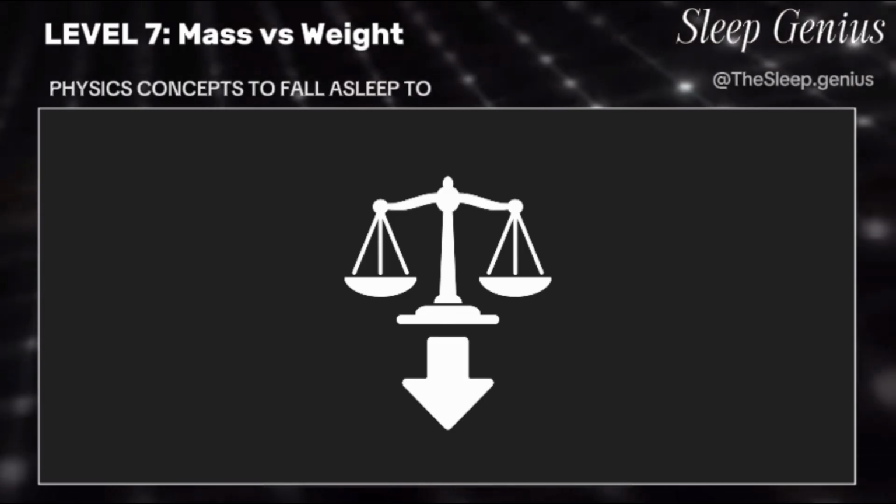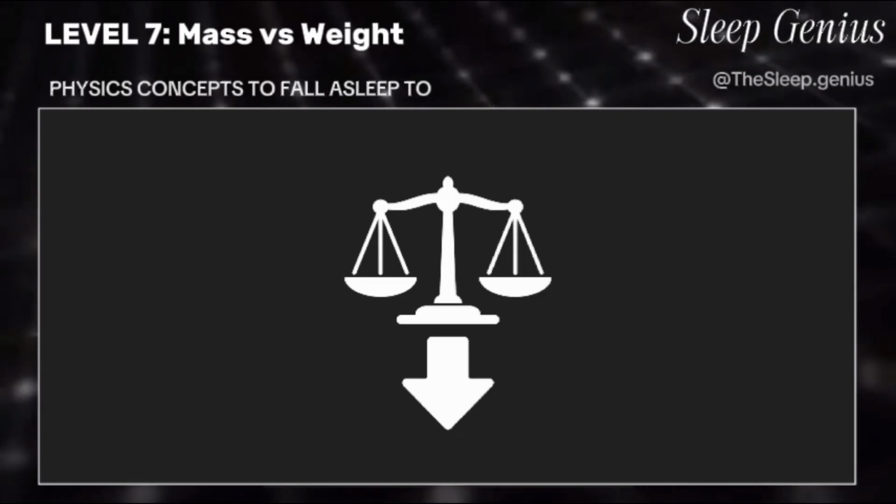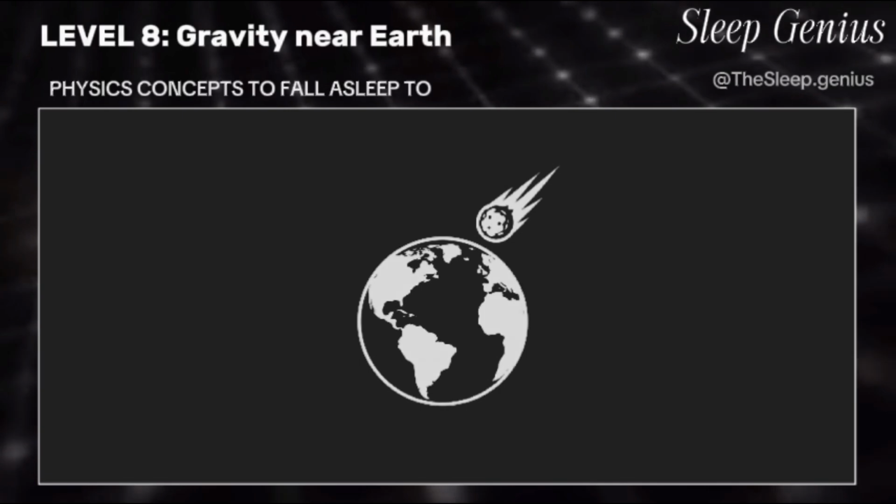Distinguish between intrinsic properties like mass and forces like weight when solving physics problems. Always account for gravity when calculating weight.